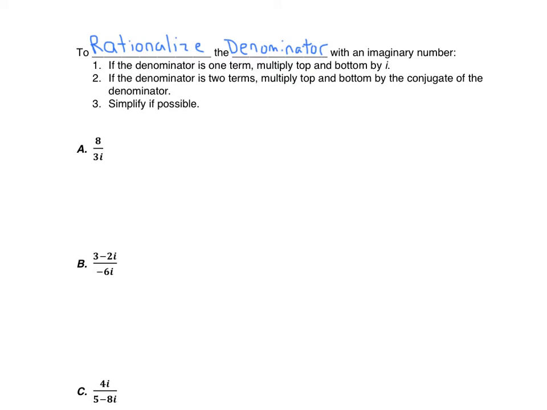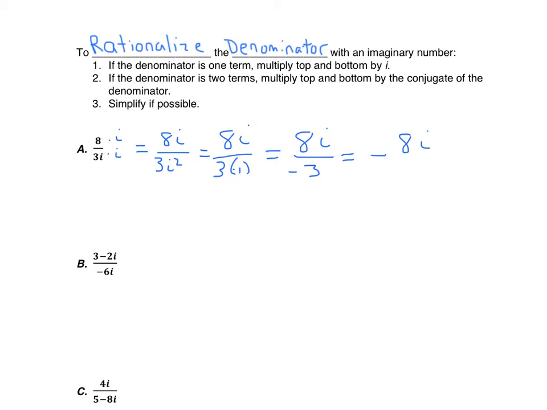So for letter A, if I just multiply by i, then the top becomes 8i and the bottom becomes 3i squared. And we know that i squared is negative 1. So then we have 8i over negative 3, or you can write it as negative 8i over 3. It is okay to have an i in the numerator, we just don't want them in the denominator. So let's look at letter B.